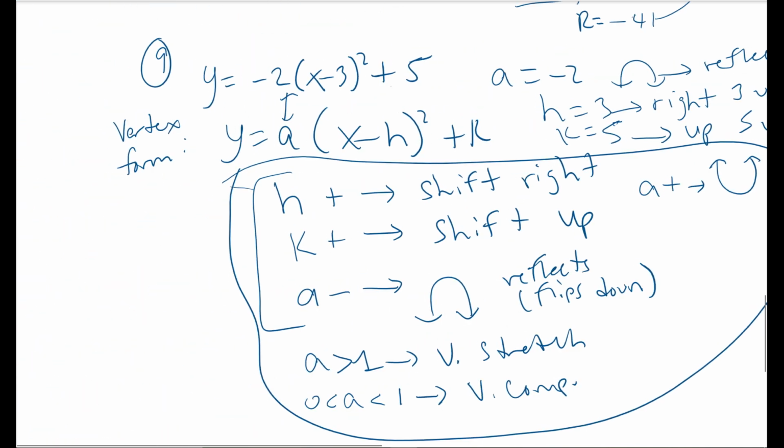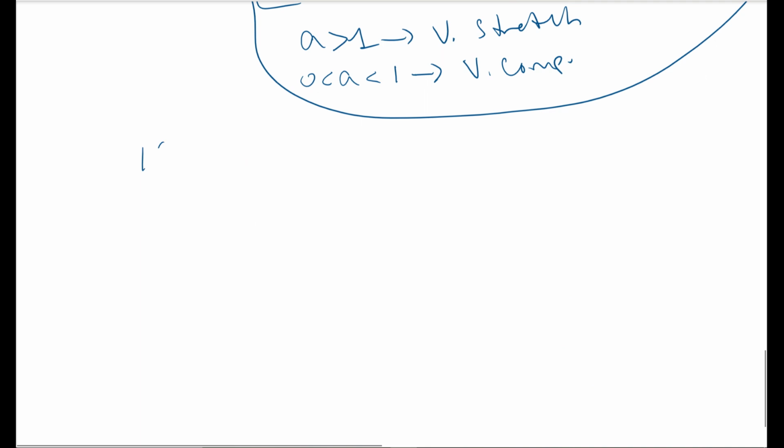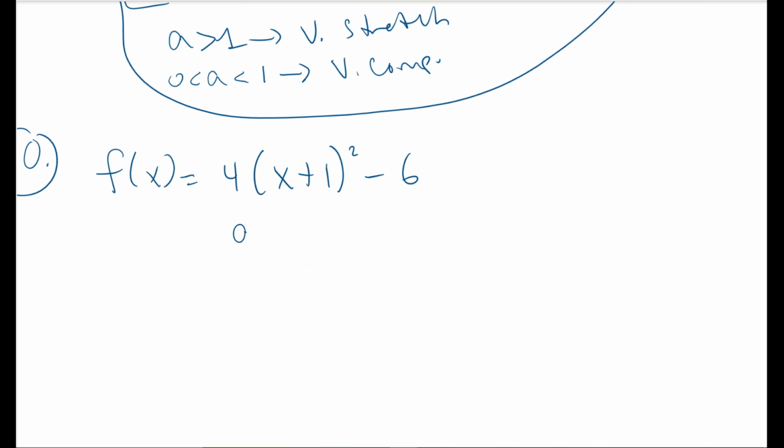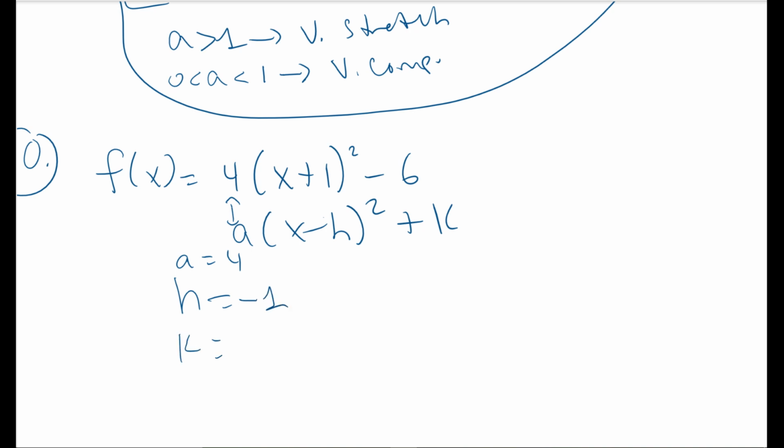So number 10. Number 10 is another, so again, same deal. This is in vertex form. Remember, vertex form is a(x minus h) squared plus k. So let's identify our a, h, and k. A is clearly going to be 4 if you see them. H, the signs do not match. This is negative and that's positive, so it's going to be -1. K, the signs do not match. Positive, negative, so it's going to be -6.